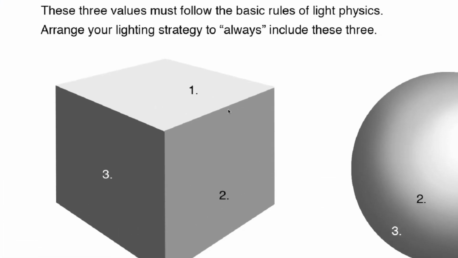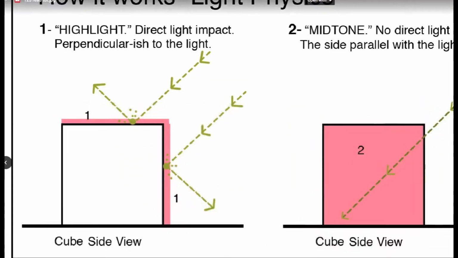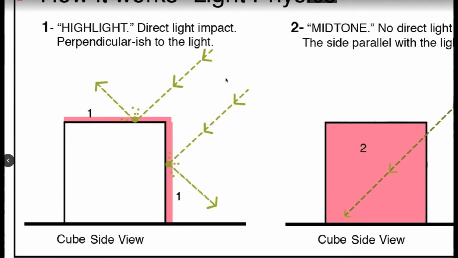So let's break down what the 1 is. And again, this is very basic. If you're an advanced artist, it gets a little deeper than this. Well, a 1 means that's where the light ray directly hits on a surface, just like you saw with that sphere earlier. We call that a highlight.